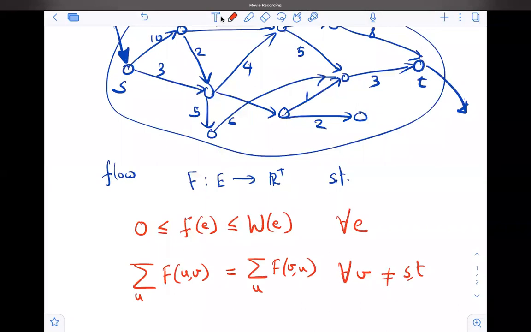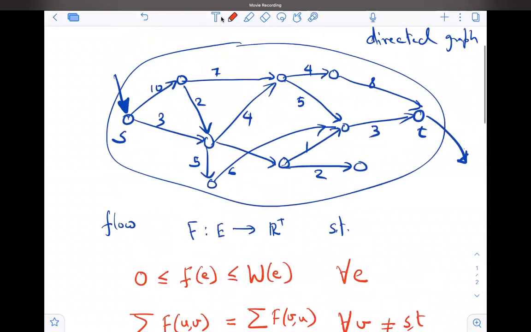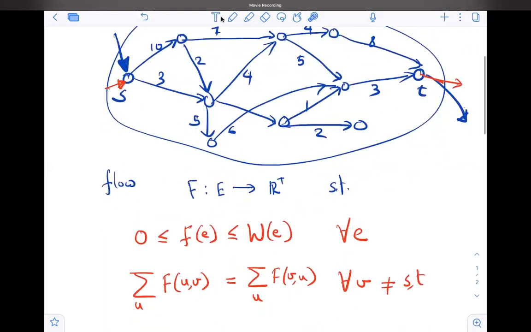Of course S has only supply, so S keeps on passing things as it goes, and T is a sink. It goes in and that's it. So for every vertex in the middle, whatever amount comes in must go out. And this is important.